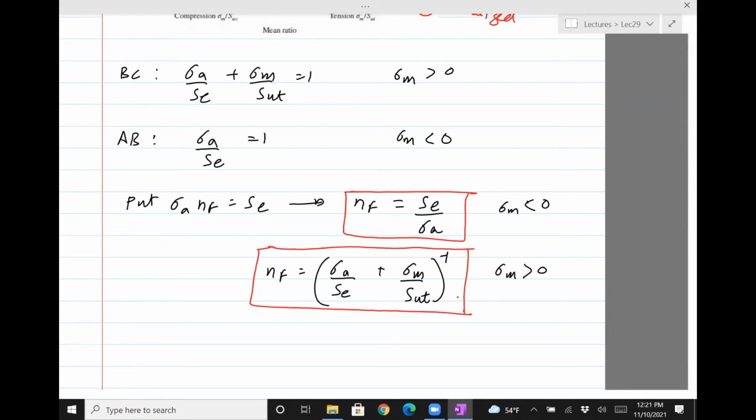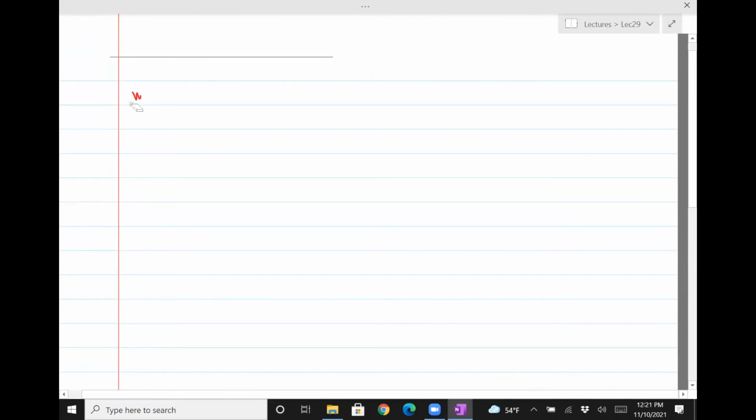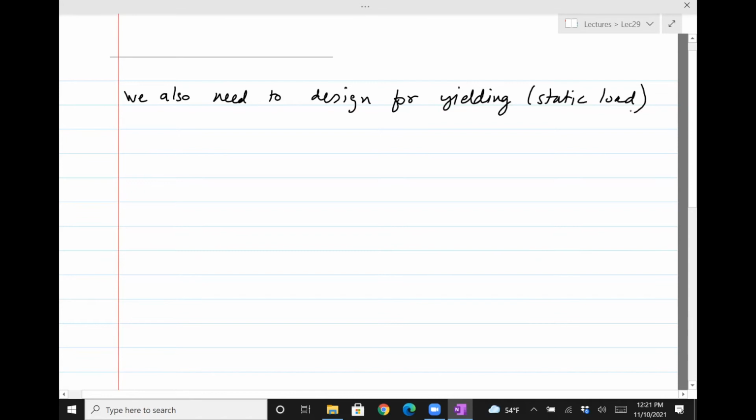Okay, so we've only looked at fatigue design, but when you're designing for fatigue, you also need to be cognizant of static failures, failure due to plain yielding. So we also need to design for yielding. That is for static loading. So if you stress this material under some stress and you keep increasing the stress, will it fail or not? And that we've seen before. It's basically sigma is greater than or equal to SY.